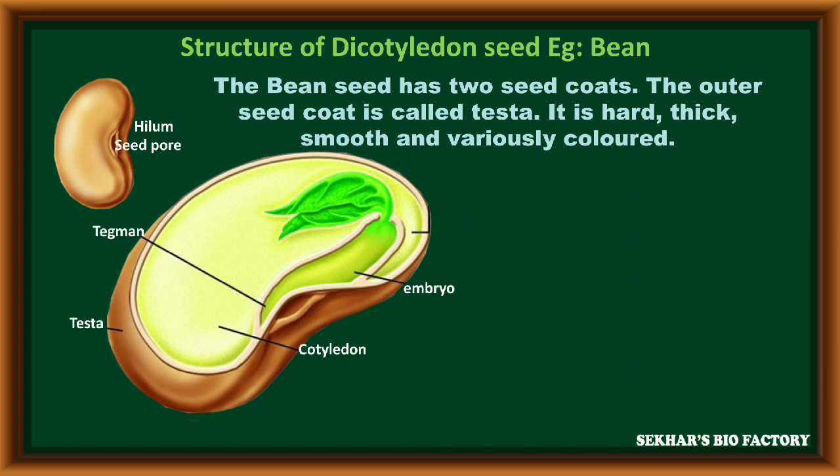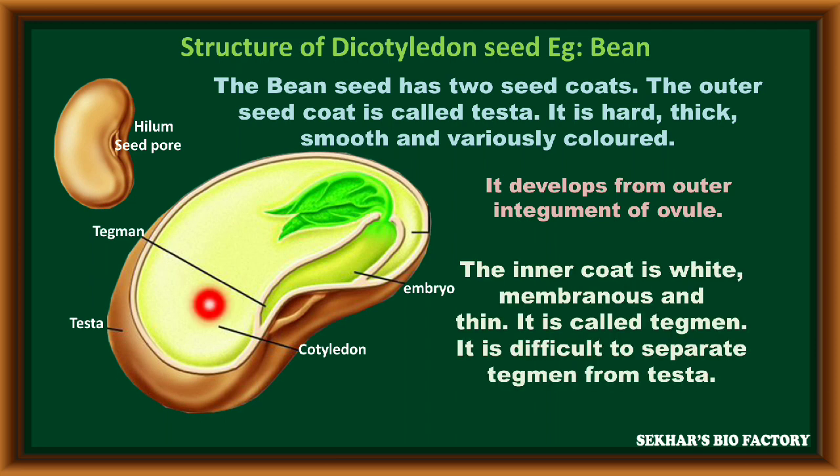In the structure of a bean seed, the seed coat has two layers. The outer layer is called the testa, and it is hard, thick and smooth in nature, with different colors. This testa develops from the outer integument of the ovule. The inner layer is membranous and thin, and it is called the tegmen. It is difficult to separate the testa and tegmen in the structure of the seed coat.